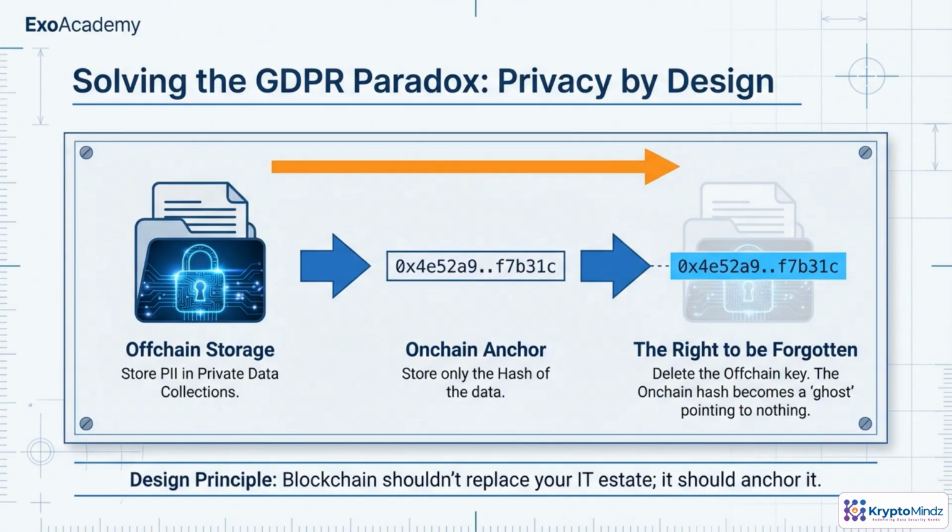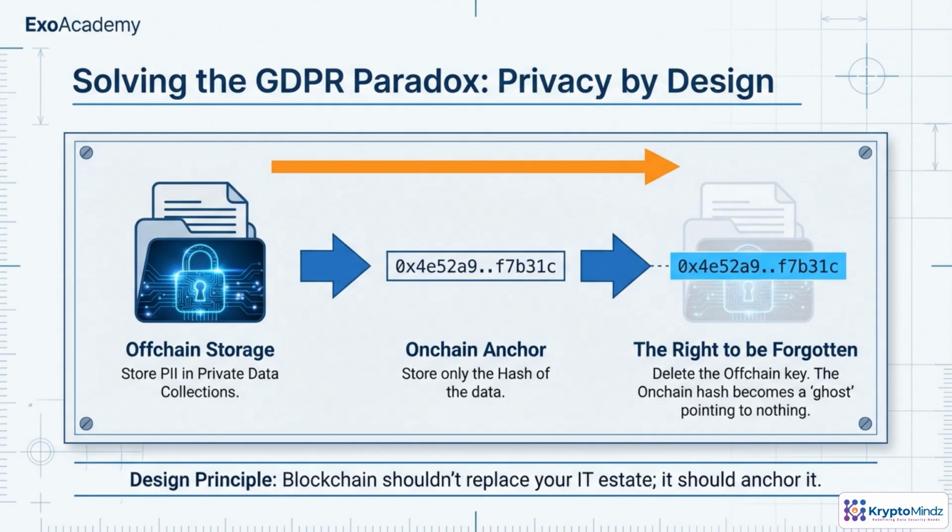GDPR creates a paradox. Blockchain data is permanent, while users must be able to delete their data. The way through is privacy by design. Keep all personally identifiable data in controlled off-chain storage. On-chain, store only a cryptographic hash of that data. The hash proves the data existed and wasn't tampered with, but reveals nothing by itself.